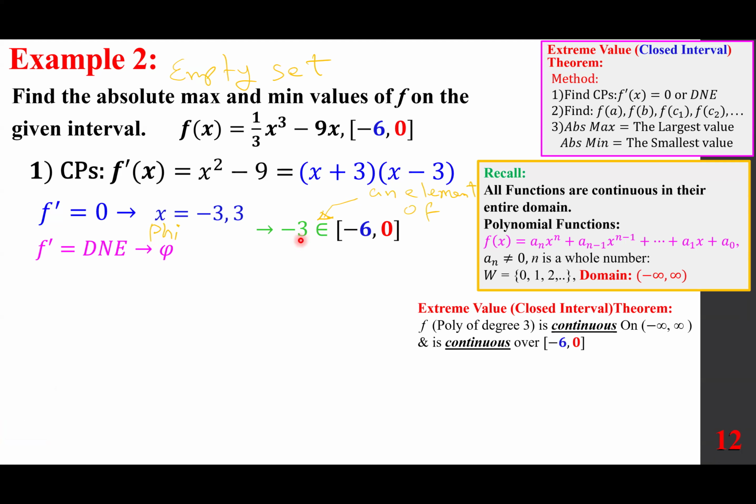So we are going to go back to the original function, and we are going to evaluate the original function at, so here's the next one, f of a, that means f of -6, f of b, that means f of 0, f of c sub 1, c sub 2, that means the function at all critical points. We only have one critical point in the entire domain. So plug in.